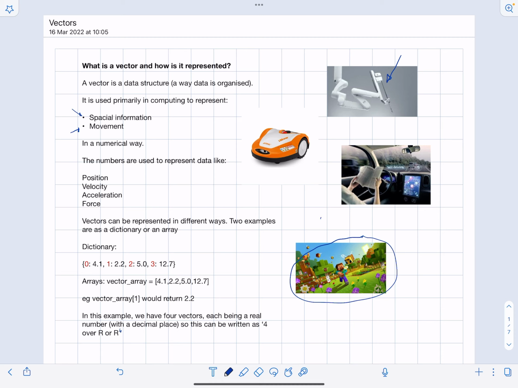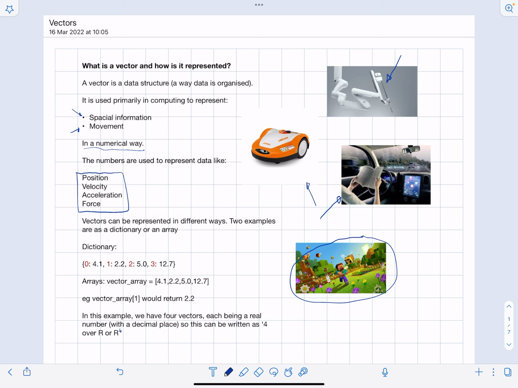Maybe a self-driving vehicle, so it can figure out how far a junction is away. Maybe even a remote controlled lawnmower, so it can see how big the lawn is and where it needs to travel and where it can and can't go. So it stores this data as numbers. Okay, so these are the things that a vector could represent.